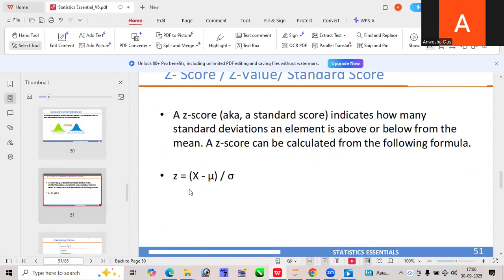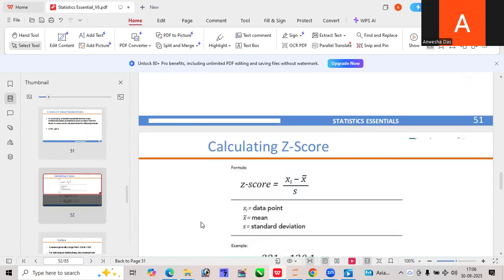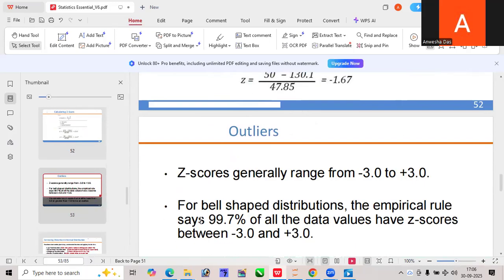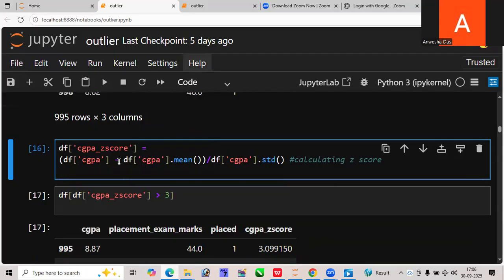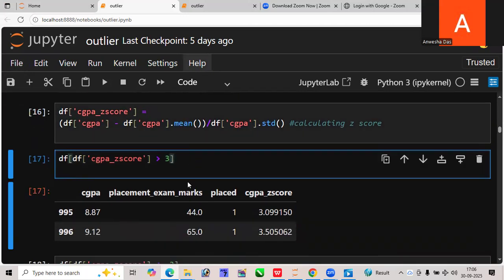What is the formula of the z-score? The formula of the z-score is x minus mu, that means mean, divided by sigma, that means standard deviation. And what is the range? The range of z-score is -3 to +3. Here I have written x minus mu by sigma first. After that, if any data is greater than 3 and less than -3, it will be an outlier.